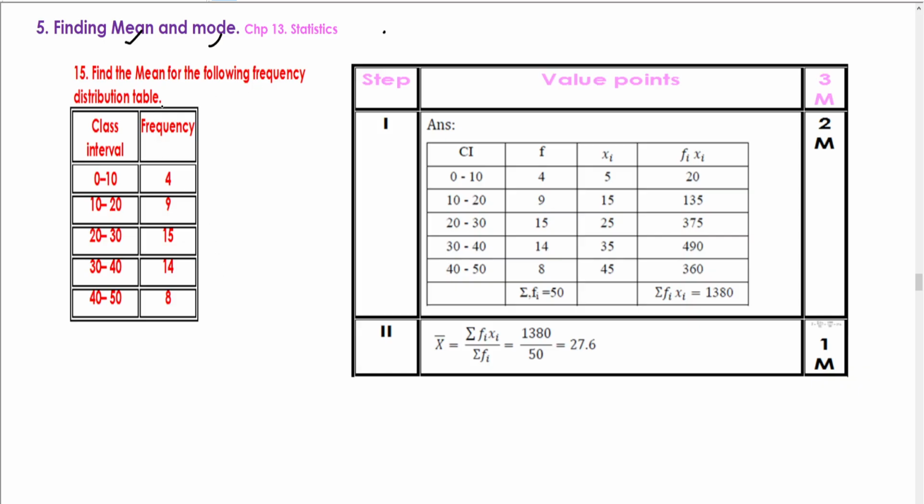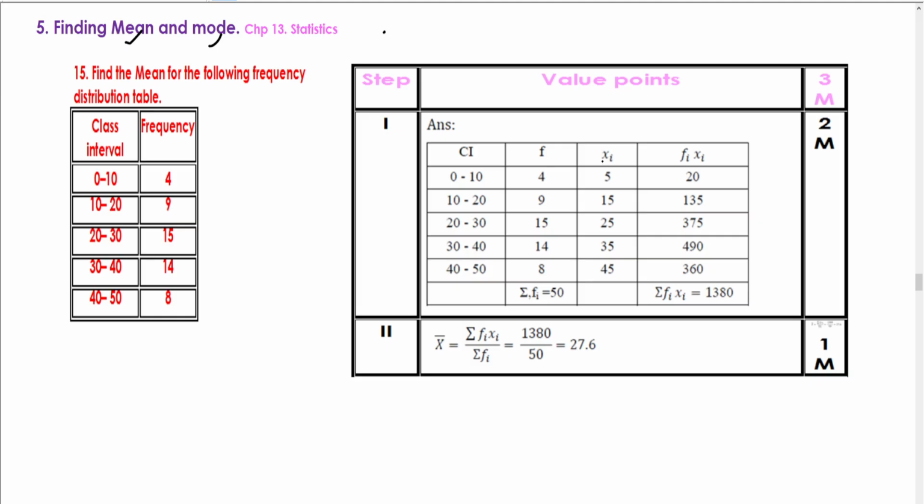Find the mean of the following frequency distribution. Class interval 0 to 10. Frequency is 4. And here, first of all, make the columns. What you need is the class interval, first column, and the frequency column. Next, you have to find out the midpoint.